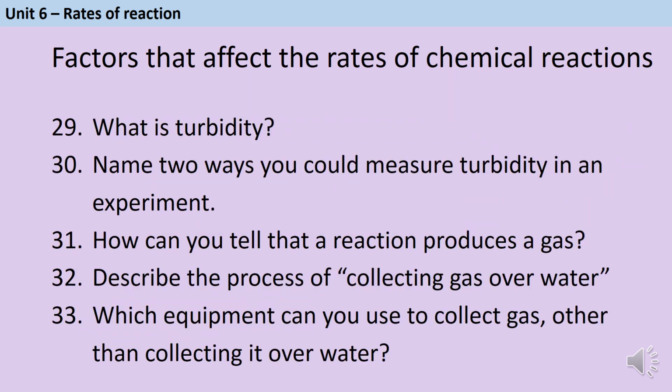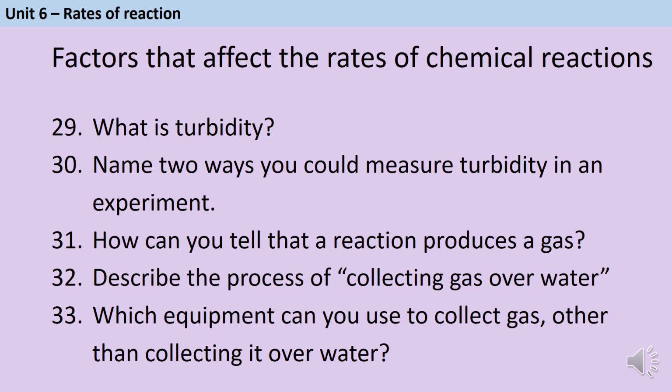Turbidity is just another name for cloudiness, so if an exam question asks you to describe how you would use turbidity to show how the rate of reaction was affected, say, by concentration, what they're asking you to do is describe that experiment with the disappearing cross. Describe an experiment where a precipitate is formed and it goes cloudy, and then you measure how long it takes to go cloudy.